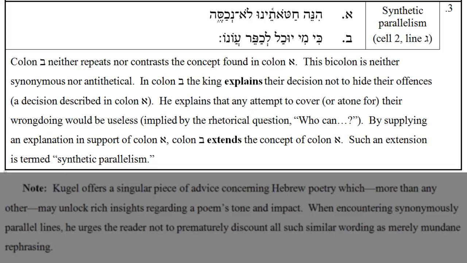We find in colon bait, the king is explaining the decision of the Ninevites, his community, not to hide their offenses. That decision was established in colon aleph. Thus we see that the relationship between colon aleph and colon bait is that of a decision, colon aleph, and an explanation for that decision, colon bait. By supplying an explanation in support of colon aleph, we see then that colon bait extends the concept found back in colon aleph, and such an extension is termed synthetic parallelism. Please note that not all colon bait statements will comprise explanations per se, but they will, in one way or another, extend the thought that is begun in colon aleph.